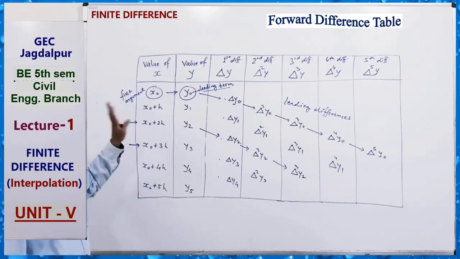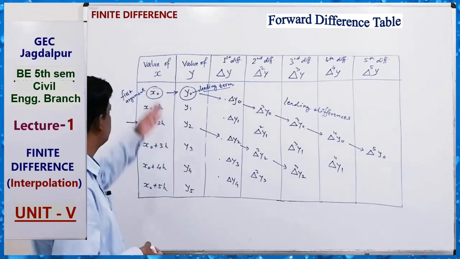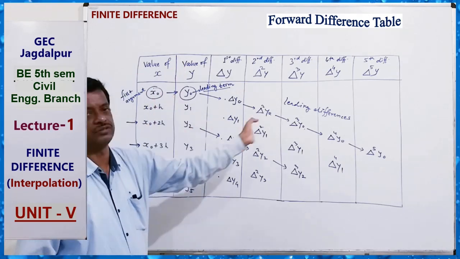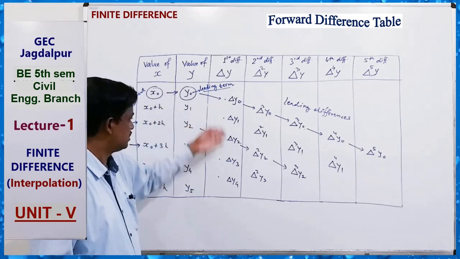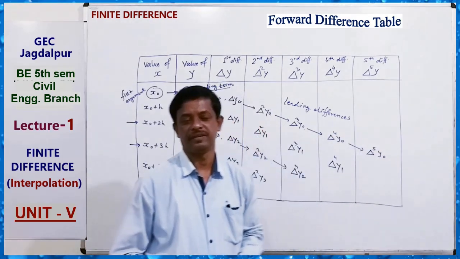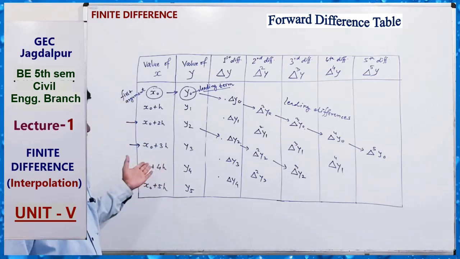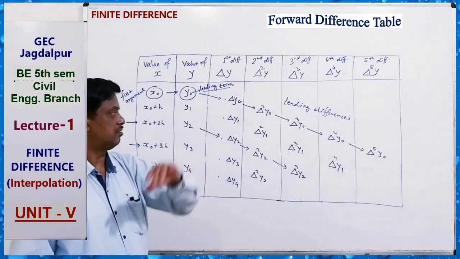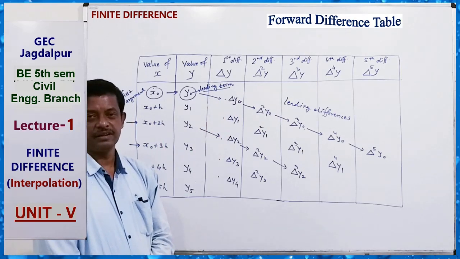This will be the leading term if we take it as origin argument. Clear? So making this difference table is very simple. Just write the values of x and values of y and just subtract and write the values, this minus this here, this minus this here, and write up to the last term. So this is the forward difference table. From this you can see that for a given data we can find all the differences by making a table. Clear?